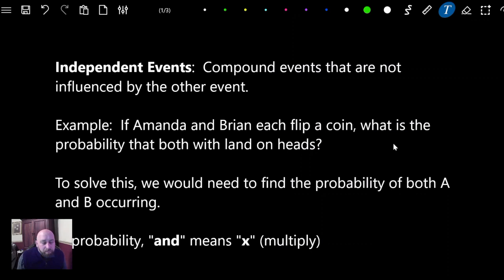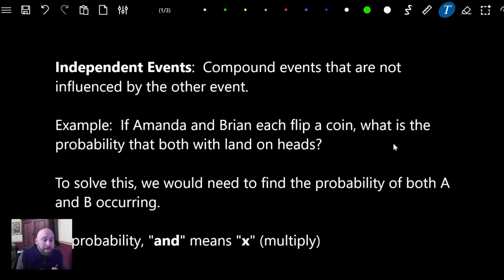If Amanda and Brian each flip a coin, so they take their coin here, I got my coin right here, and I flip it up in the air, and it lands on heads, for example. What are the chances that Amanda and Brian's coin will both land on heads? Now, if Amanda's lands on heads, that doesn't make any difference to what Brian's is going to do. Brian's could still land on tails. Amanda's coin landing on heads doesn't change the probability of Brian's coin whatsoever.